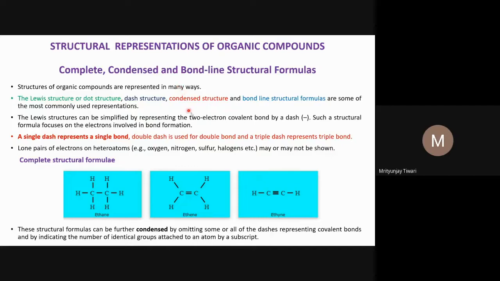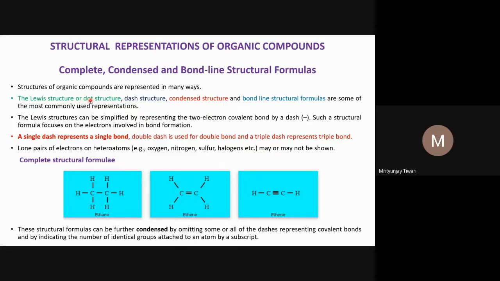To do that, we follow three different representations. One is to write the complete structural formula, which we also call a Lewis structure or dot structure. In this Lewis structure, we show all the electrons that are involved in chemical bonding. Two electrons are shared between two different atoms.